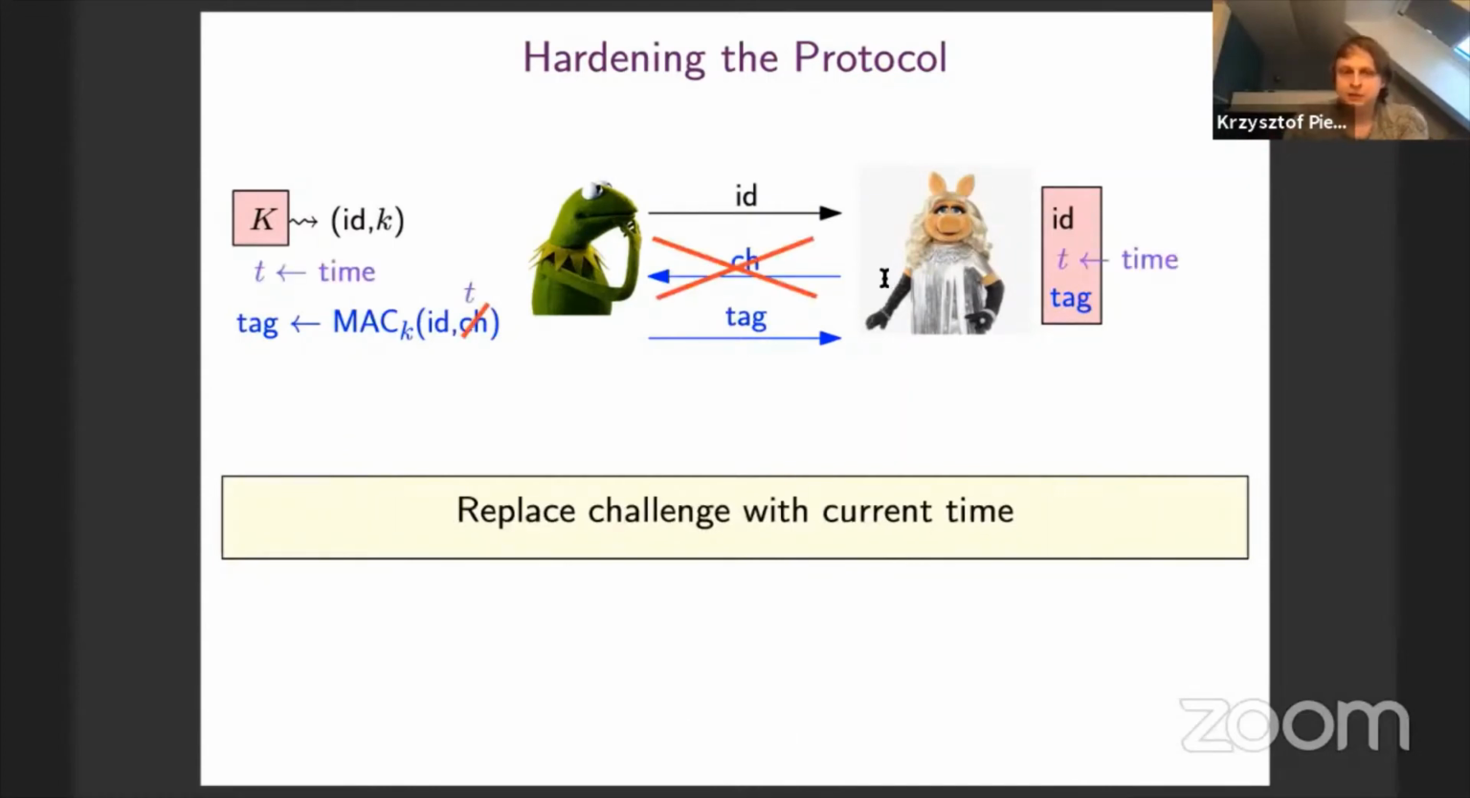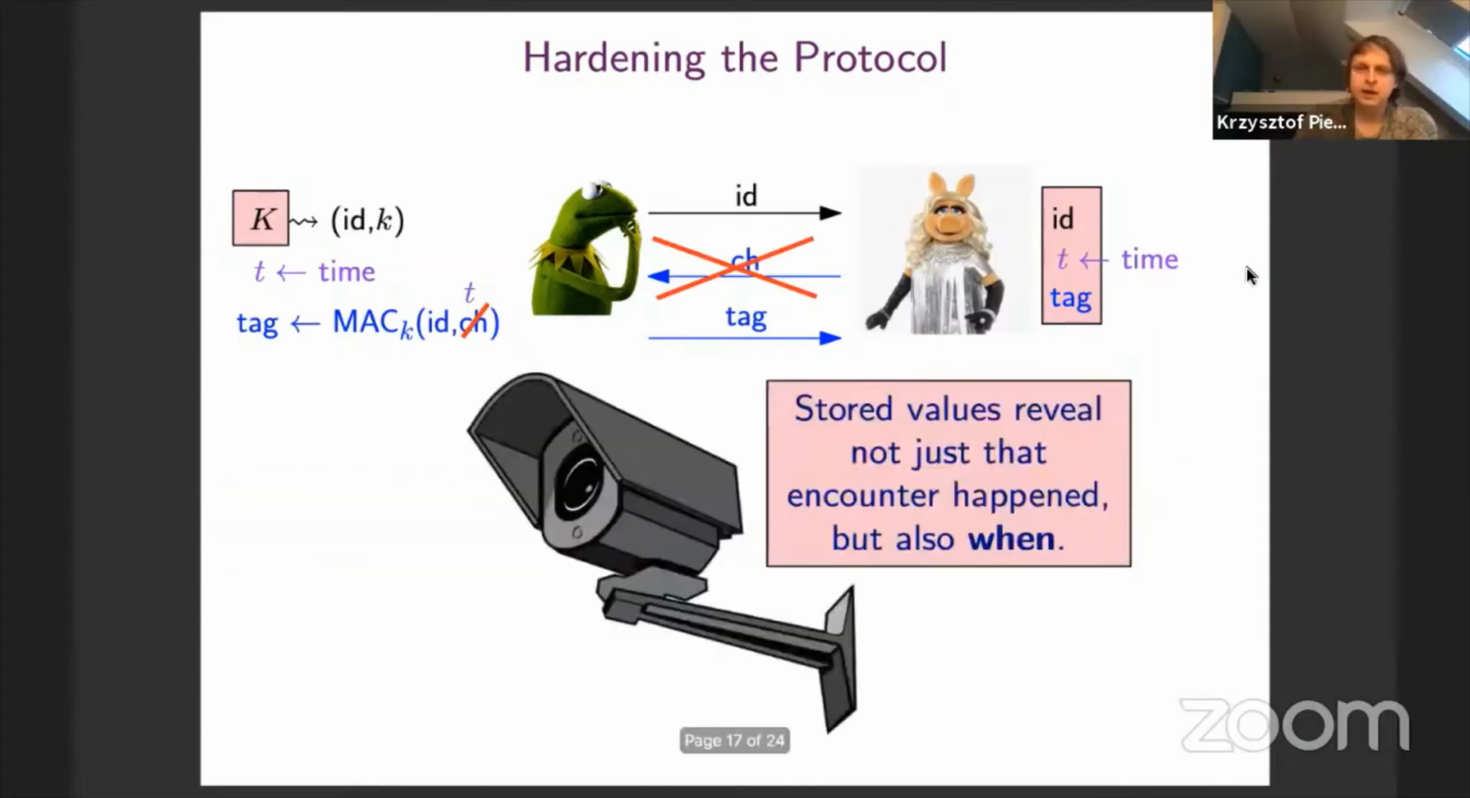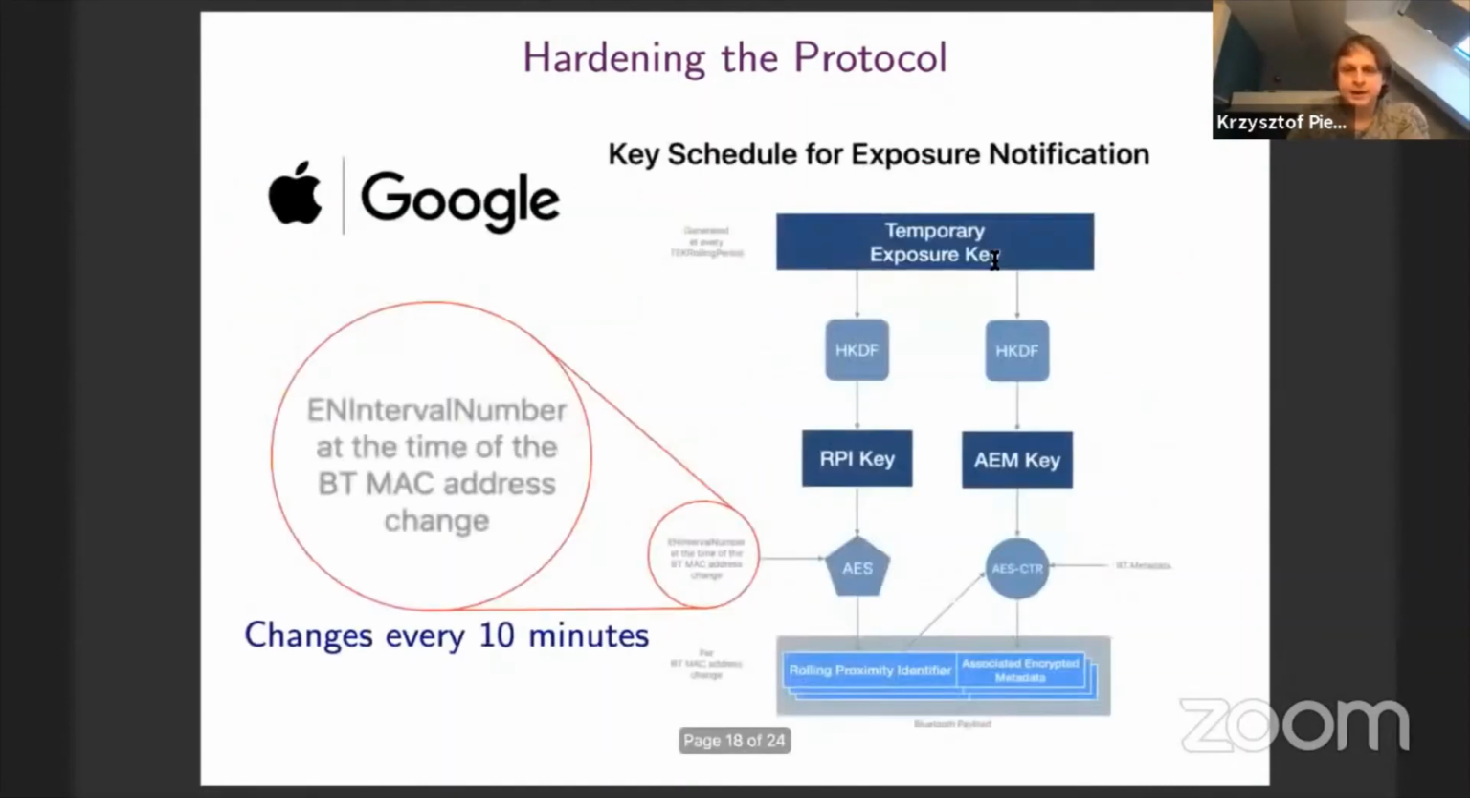A simple idea to fix that is to replace the challenge with the current time, and otherwise everything stays the same. Also, this prevents replay attacks at a later time point. Say the time is up to granularity of a second, so you cannot replay a message a second later. The problem is privacy. Now, the data that the sender and the receiver must jointly store locally on their phones reveals not only the minimal fact that they met at some point, but also at what time. And we don't want that.